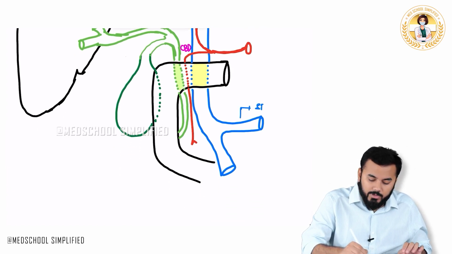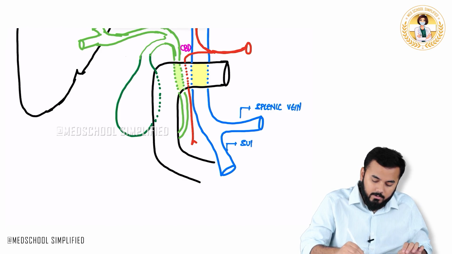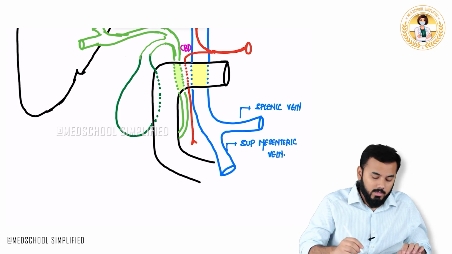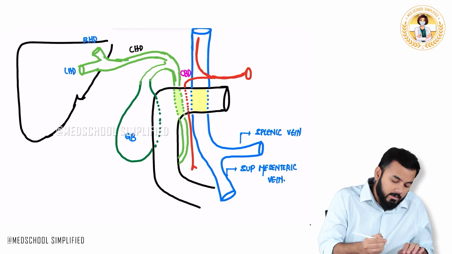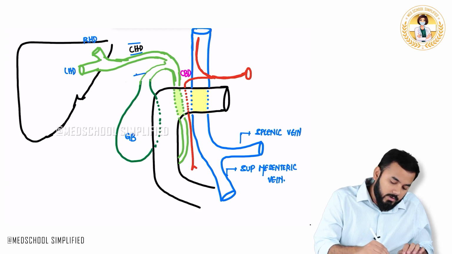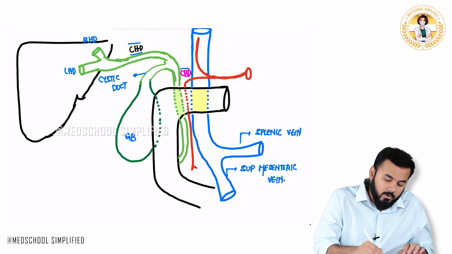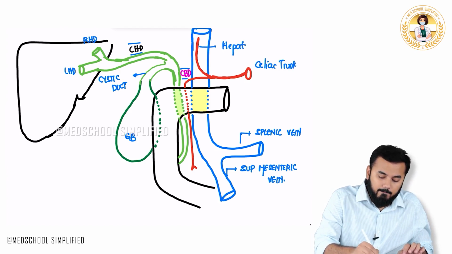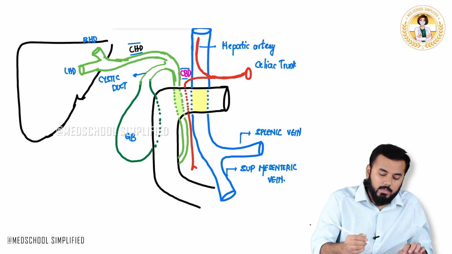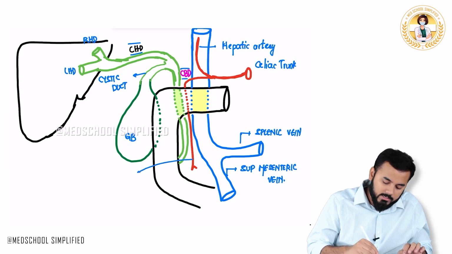The portal vein divides into two veins. One is called the splenic vein and another is called the superior mesenteric vein. And here, obviously, this is the gallbladder. This is the right hepatic duct and this is the left hepatic duct, and this is the common hepatic duct. This duct over here is called the cystic duct. The cystic duct and common hepatic duct form the common bile duct over here. And this is your celiac trunk. The celiac trunk divides into the hepatic artery, and this branch over here is called the gastroduodenal artery.